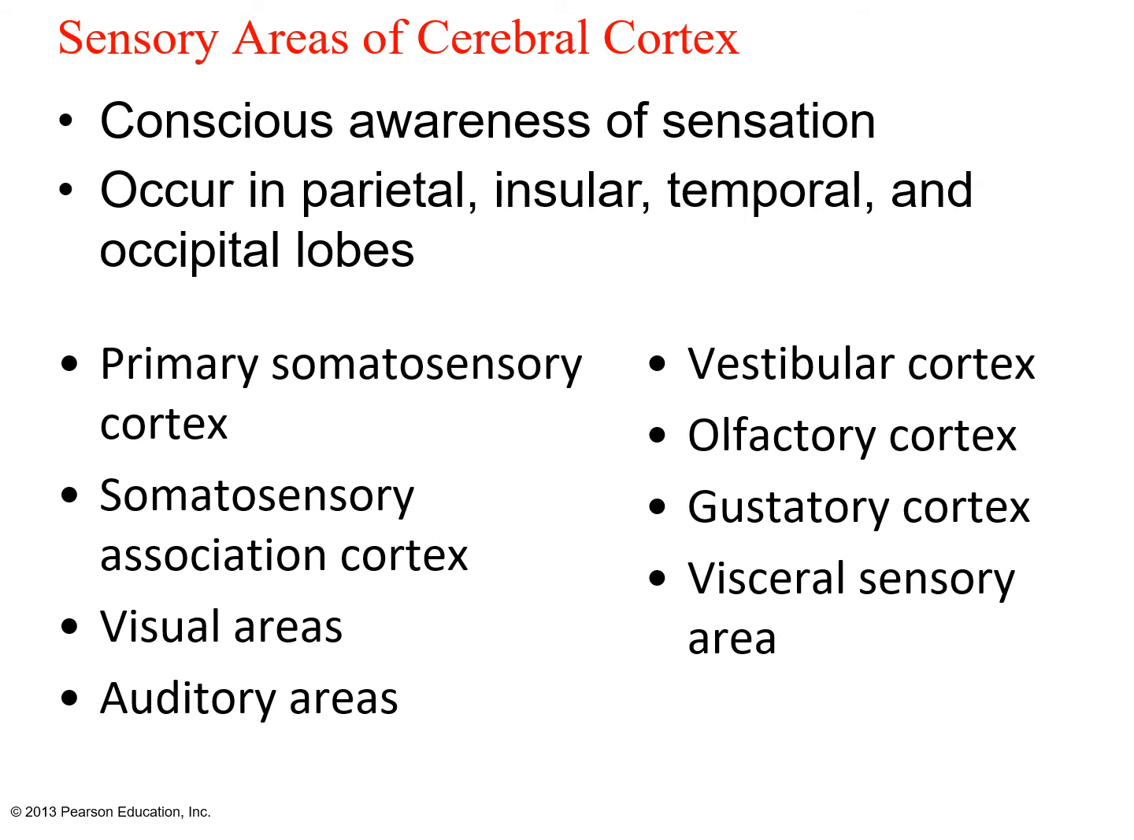Contained in these areas are the primary somatosensory cortex, the somatosensory association cortex, visual areas, auditory areas, the vestibular cortex, which is devoted to balance, the olfactory cortex, which is devoted to smell, the gustatory cortex, which is devoted to taste, and the visceral sensory area, which will perceive sensations from your internal organs.